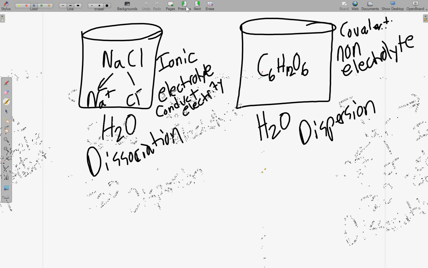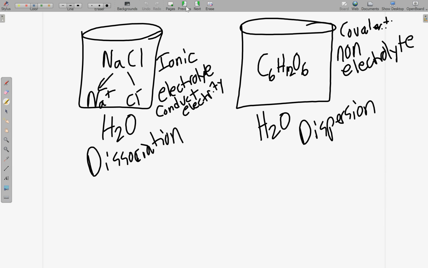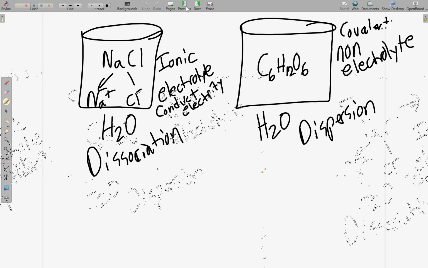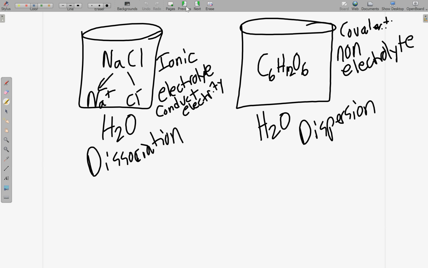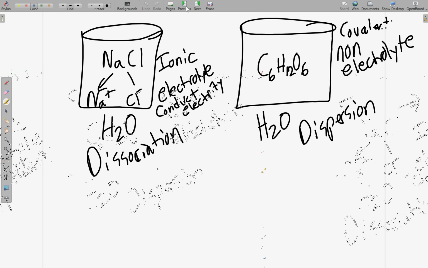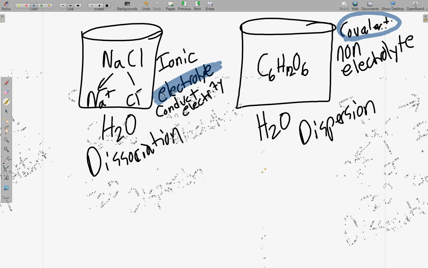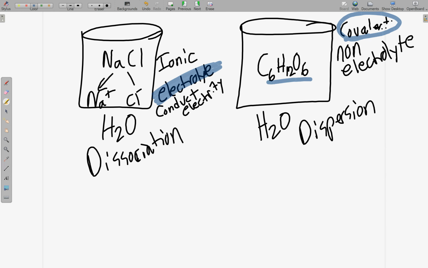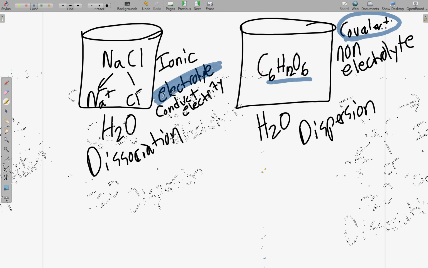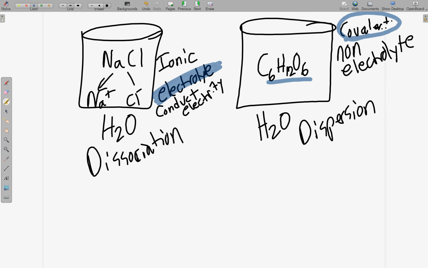All right. If we have an ionic substance, it dissociates and forms ions. Because it has ions in it, we call this an electrolyte solution. Okay? Electrolytes conduct electricity. If we take a covalent substance, like sugar, right, it does not dissociate. It does not form ions.